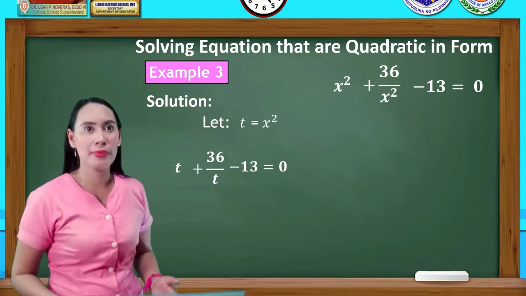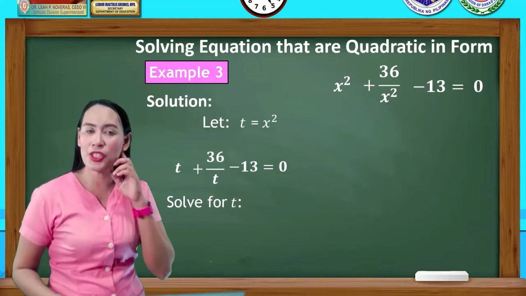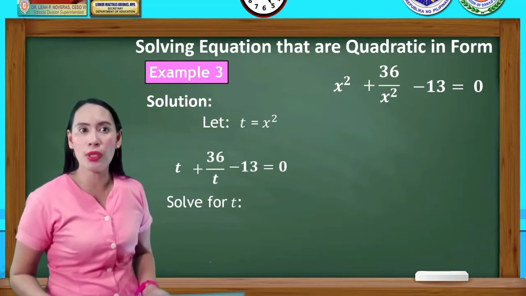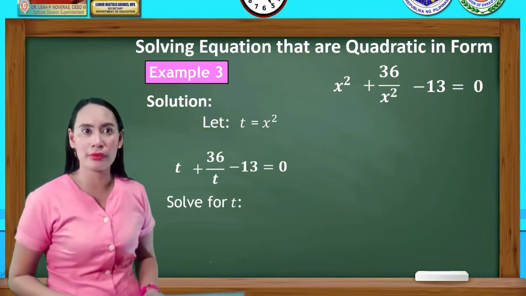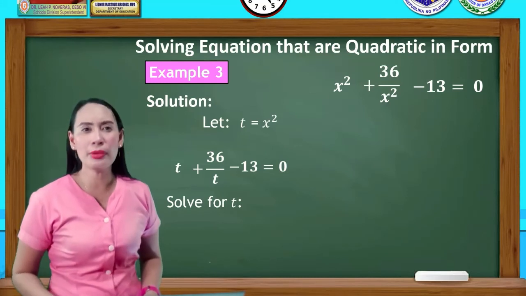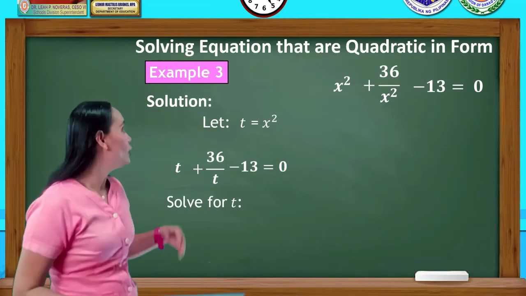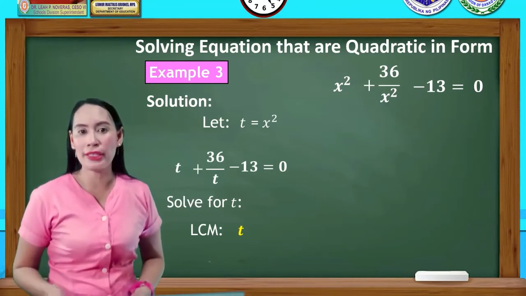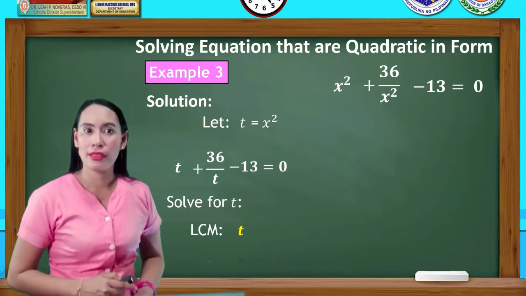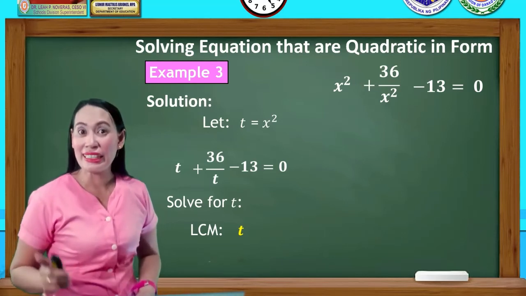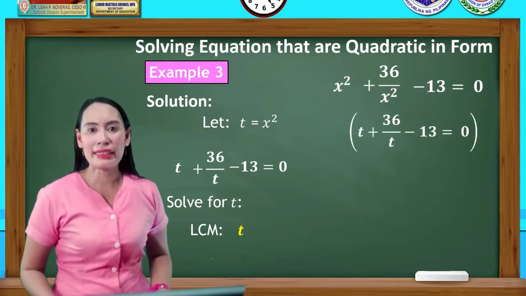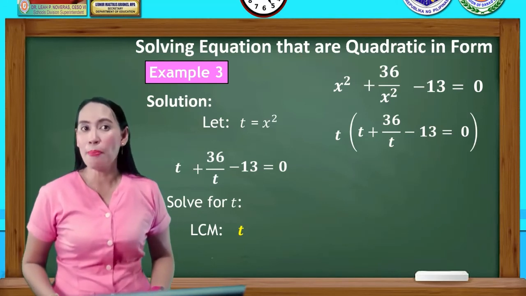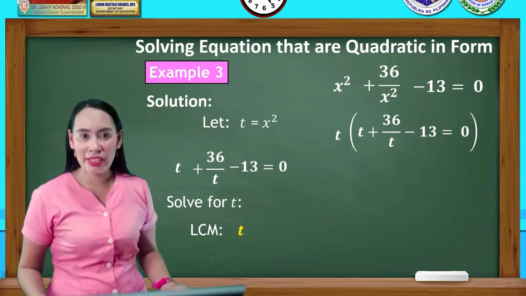To solve for t, we apply the multiplication property of equality because the equation involves a rational algebraic expression. However, we need to determine first the LCM. So what is the LCM of the expression t plus 36 over t minus 13? Yes, that is t. We get t times the quantity t plus 36 over t minus 13 equals 0.